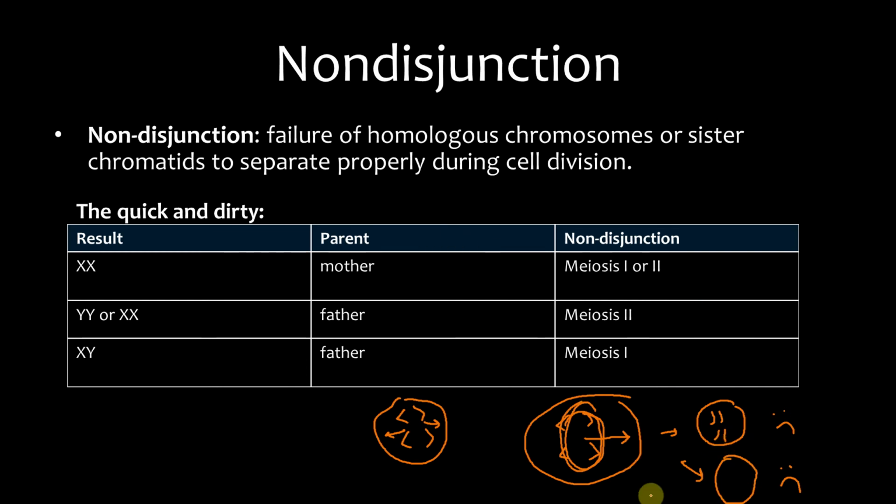We'll talk about this in slightly more scientific terms in the next slide, but here's the quick and dirty. If the result is 2 X's, then the nondisjunction happened in the mother, and it could be in either meiosis 1 or meiosis 2. If you have 2 X's or 2 Y's, and there's a problem with the father, then it has to happen in meiosis 2. If there's an XY, then it has to happen in the father, in meiosis 1. So if you need to memorize something quickly before the exam and you don't want to waste time drawing out all these things, just memorize this table and you'll be fine.